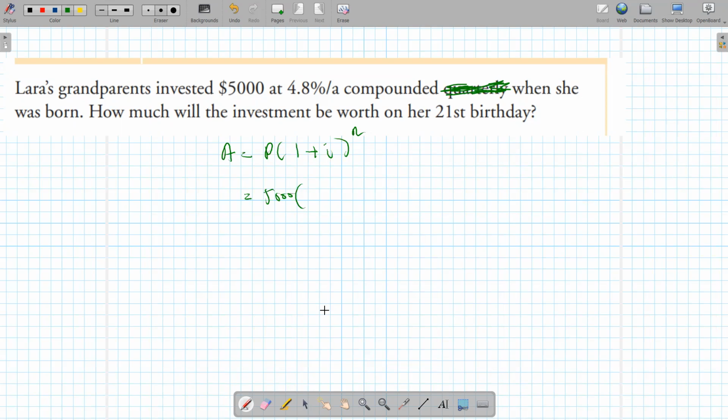The interest is PR? No, that was for simple interest. Here, i represents the interest rate in decimals, which is what in this case? 0.048. And how many years? What's n? 21. So 1.048 to the power of 21.